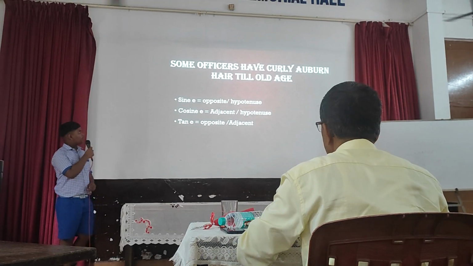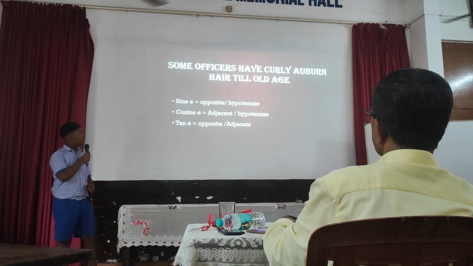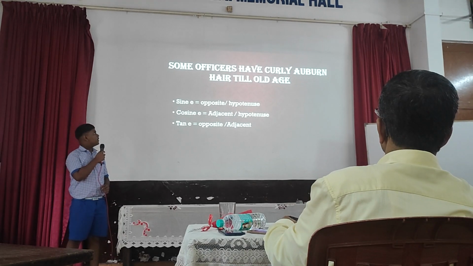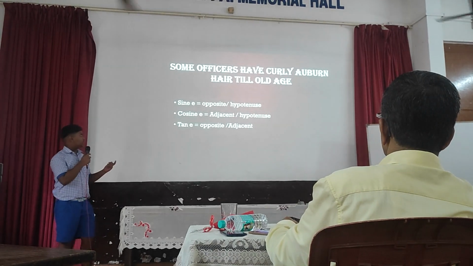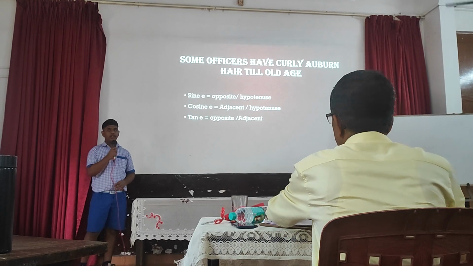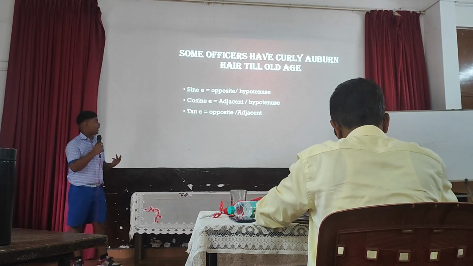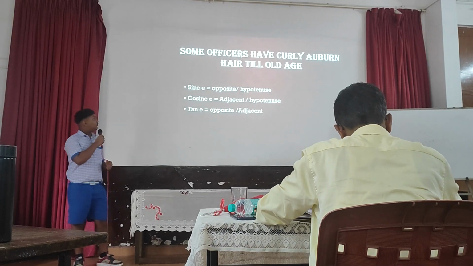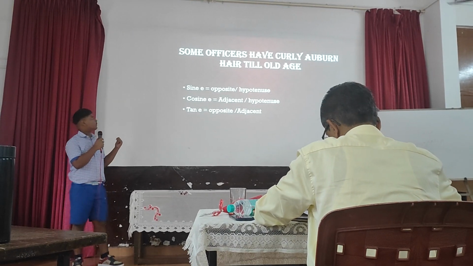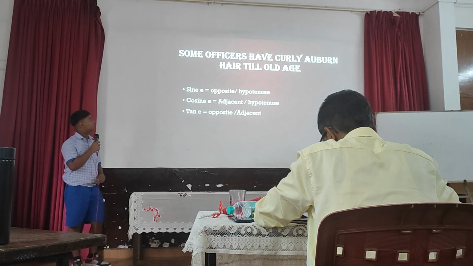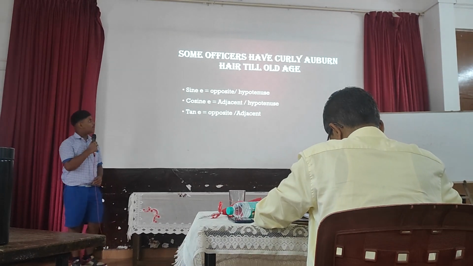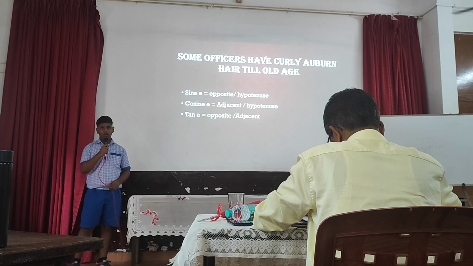Next, this is also similar to that. Here also we have to remember a sentence. This is for the first 3 trigonometric identities, that is sin theta, cos theta and tan theta. We just have to remember this sentence: Some officers have curly hair, curly urban had till old age.